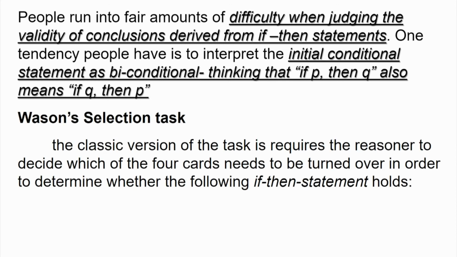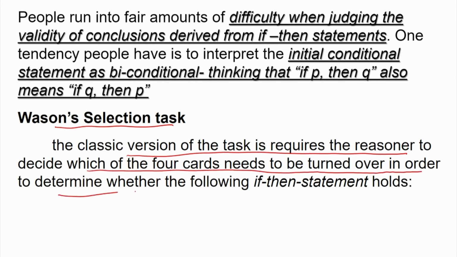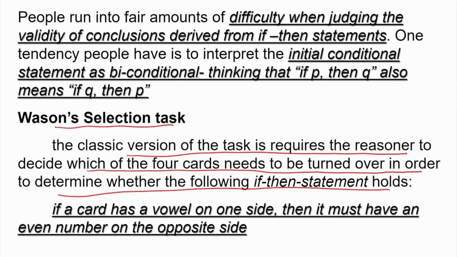Now to test how people get caught into this kind of structure, Wason designed a selection task. The classic version of the task requires the reasoner to decide which of the 4 cards need to be turned over in order to test the following if-then statement. And what is the statement? If a card has a vowel on one side, so this is the antecedent, and this is the consequent, then it must have an even number on the opposite side. So this is the statement I need to test: if a card has a vowel on one side, then it must have an even number on the opposite side.